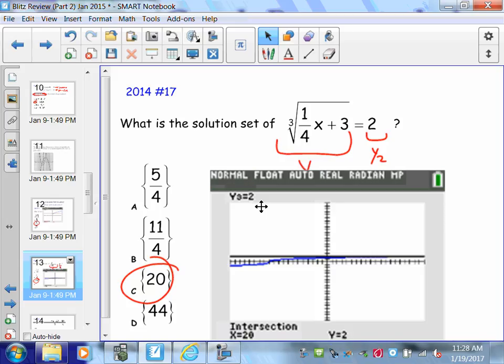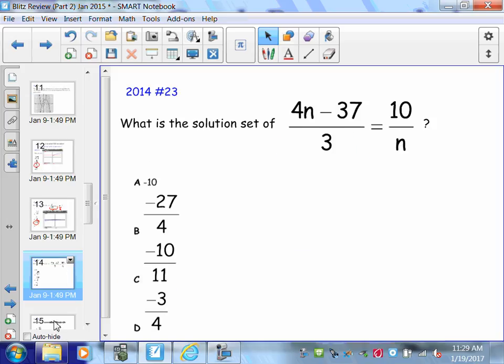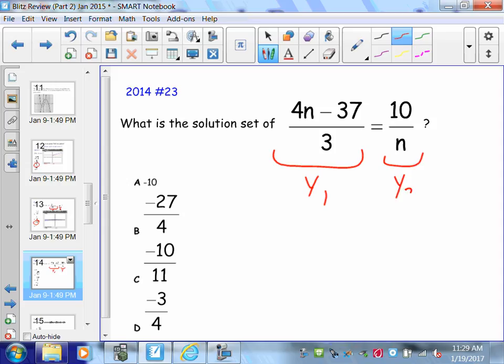There you go. But for this one, you don't have to move the dot. You just hit enter, enter, enter, because it's too close. Okay. It's no problem, because this one right here is Y1, and this one right here is Y2. That's it. You just type it in.